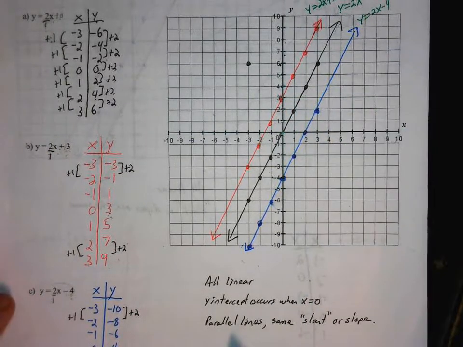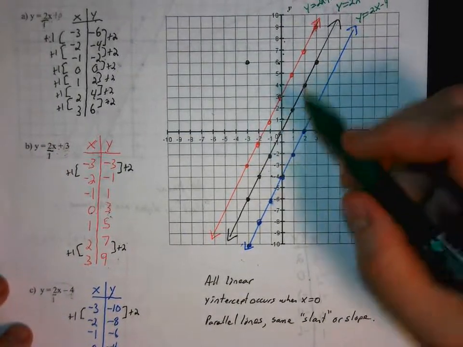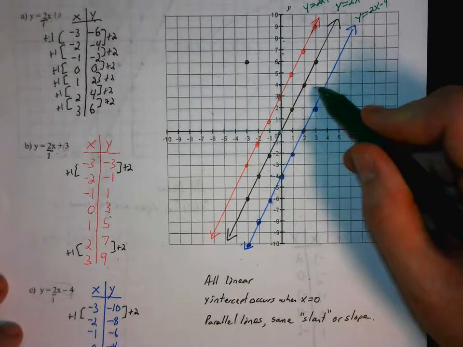Here, notice that the lines are parallel. Remember, parallel lines are lines that do not intersect, like railroad tracks. They have the same slant or slope, or rate of change. So notice on each of these, to get from one point to the next, if you go up 2 boxes to the right one, you end up on that same line.